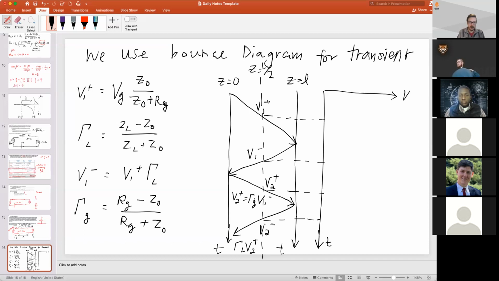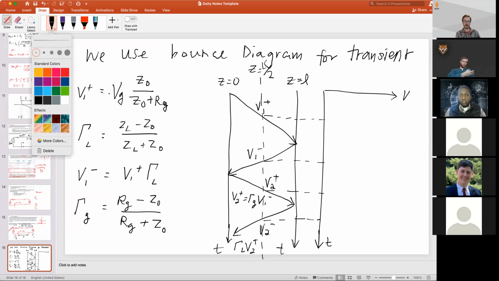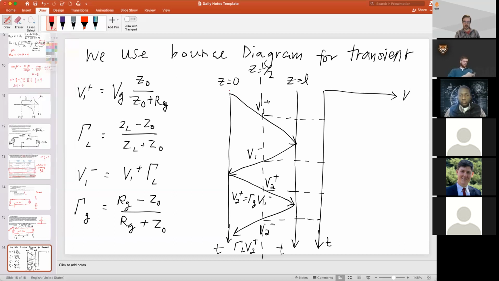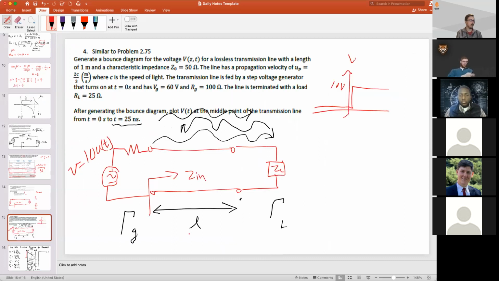Now, the one last piece of information we need is that this axis is time. We have a time axis going down the page, so going down is time. The last thing we need to know is what amount of time it takes to travel down this line. We have some line length and we have a velocity. So how much time will it take?